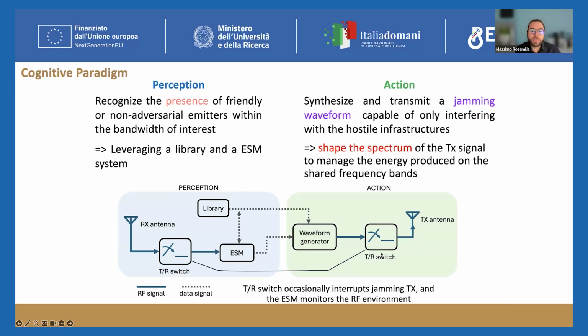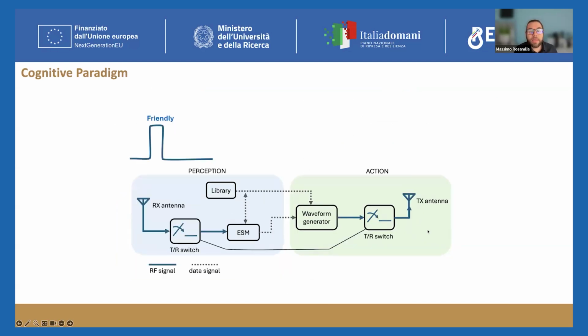As to the action stage, its goal is to actually synthesize and then transmit a jamming waveform capable of interfering with the hostile infrastructure. So as previously said, this means to place some spectral notches where the friendly emitters are operating. And this slide summarizes this concept.